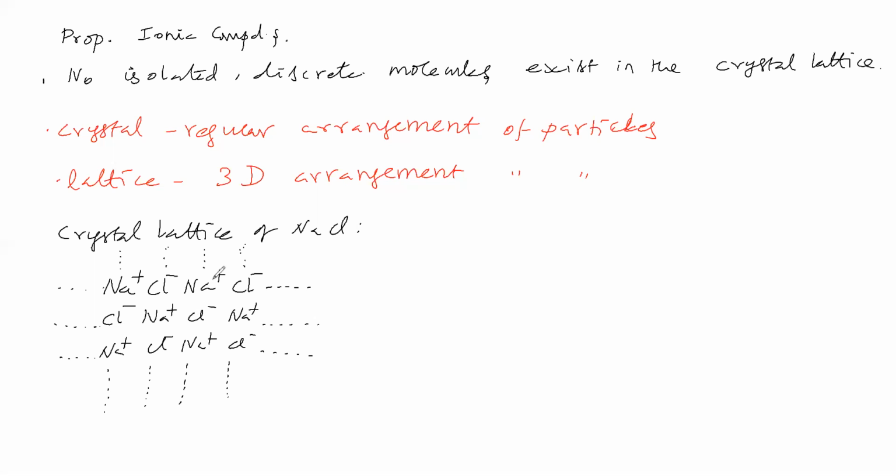Therefore, how do we say then? How do we say that here discrete molecule? Here discrete molecule is NaCl. Is it called discrete molecule? How do we say isolated molecule? Isolated molecule is NaCl. How do we say this? Is it correct or wrong?